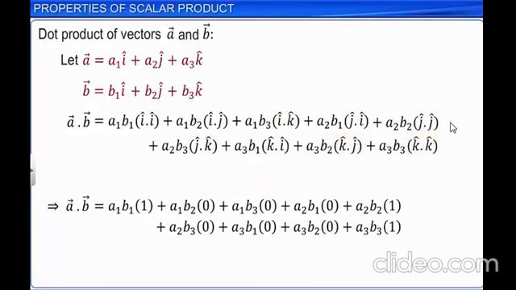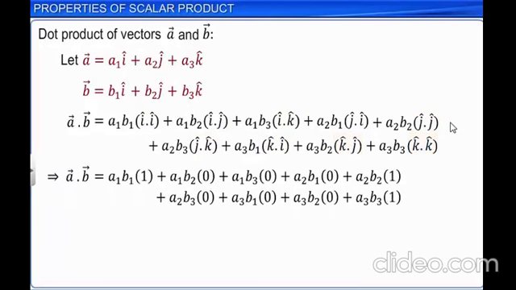Thus, we find that the dot product of vectors A and B is equal to a1b1 plus a2b2 plus a3b3, where a1, a2 and a3 are the scalar components of vector A, and b1, b2 and b3 are the scalar components of vector B.